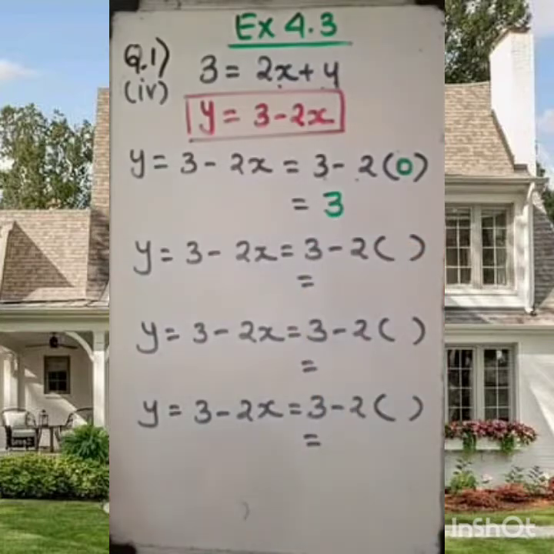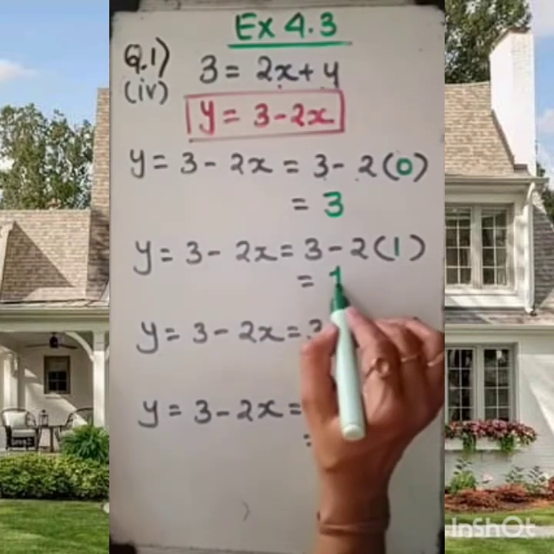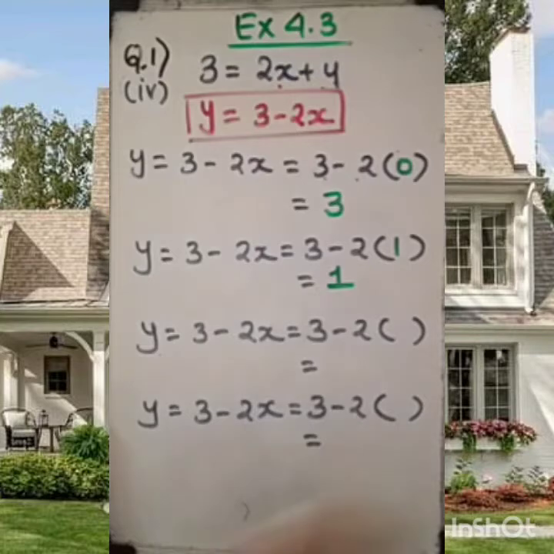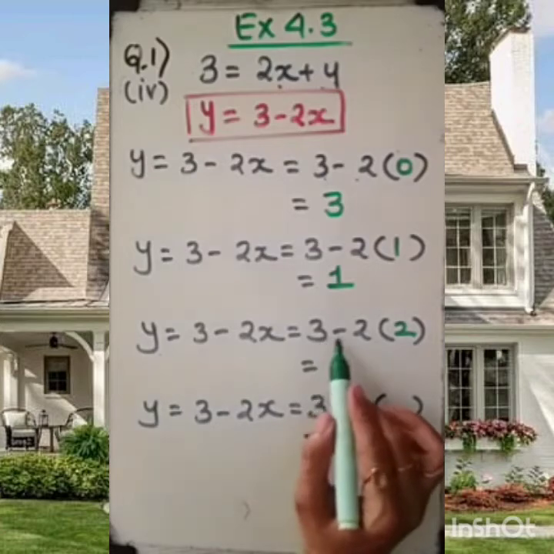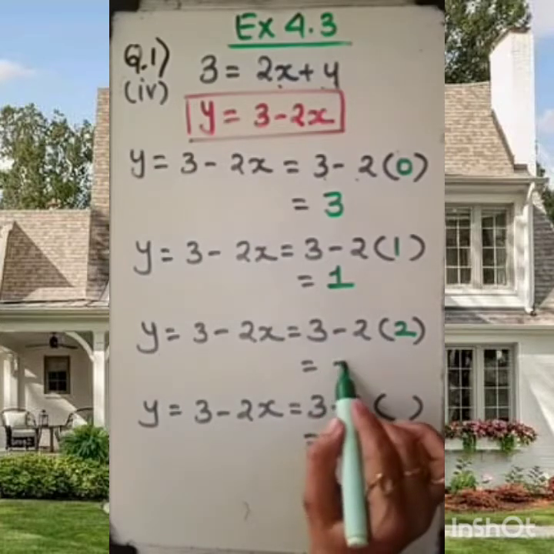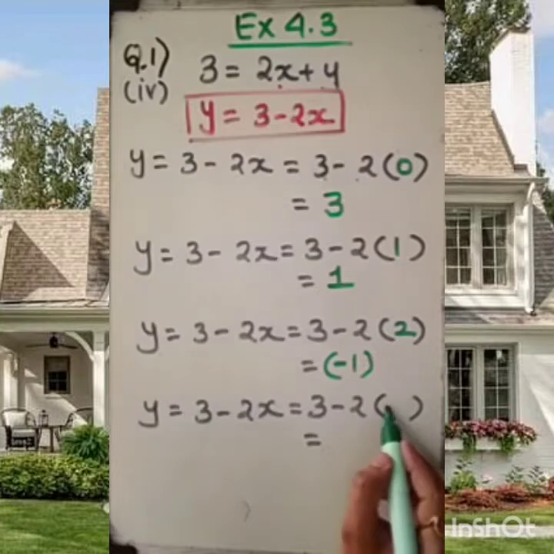Now I am choosing 1 here. So 2 1s are 2. 3 minus 2, that is 1. I am choosing 2 here. Then 2 2s are 4. But dear student, 3 minus 4, be careful, it gives the result minus 1. So nothing to worry about. Please mention minus 1.